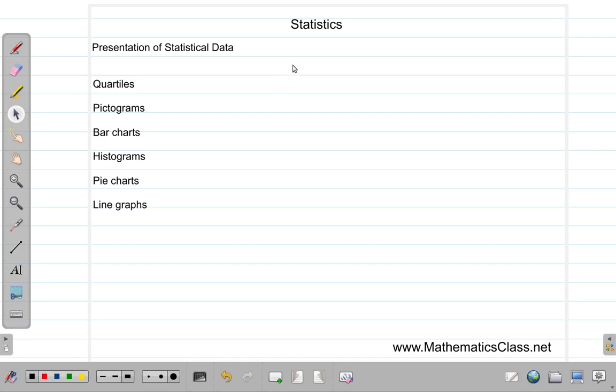Let's look at some ways how you can present statistical data. Now we have here quartiles. This is a way of dividing the data that you have.